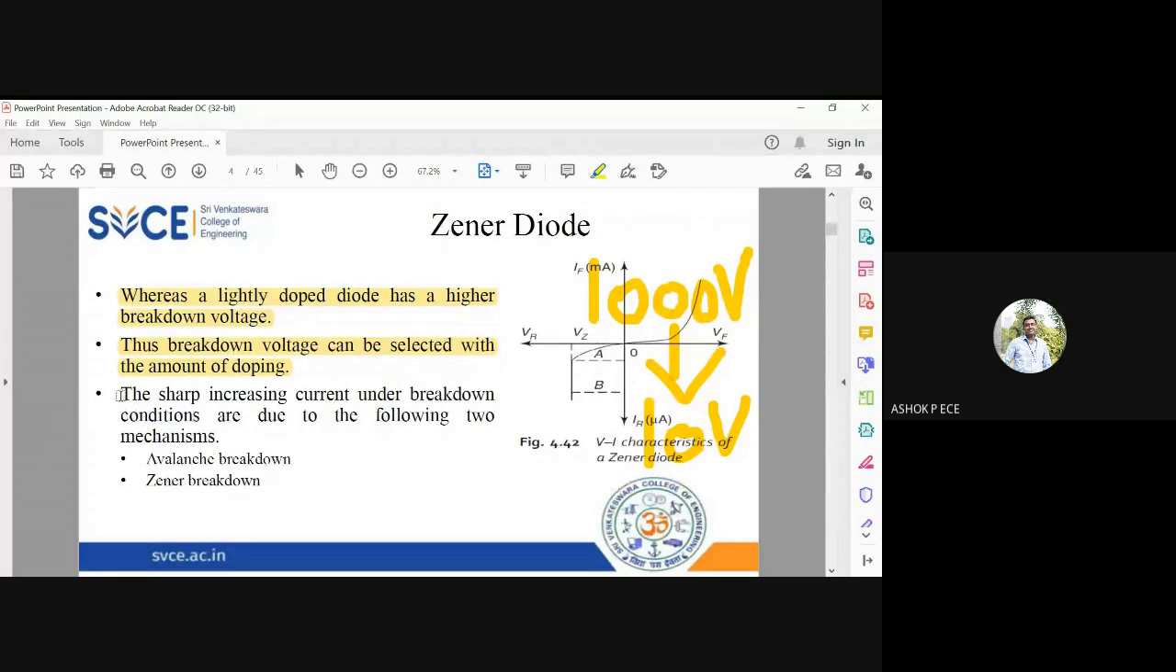The sharp increase in current under breakdown is due to the following mechanisms: avalanche breakdown and Zener breakdown. Zener breakdown happens here. Avalanche breakdown will be covered later. The same characteristics you will have for avalanche breakdown also. So we have two breakdowns in a PN junction diode. In a conventional PN junction diode, you will have avalanche breakdown. In a heavily doped PN junction diode, you will have what is called Zener breakdown.